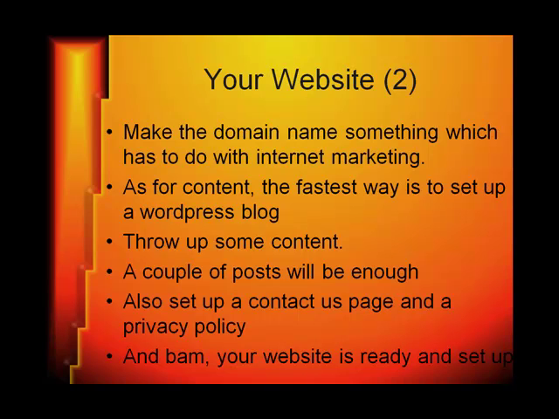When it comes to content, you can do it in two ways. You can either set up a WordPress blog, which is probably the fastest and easiest way, or you can set up a normal site. However, if you are just starting out, you can just set up a WordPress blog. Then what you need to do is throw up some content which relates to the domain name of your website, and just a couple of posts will be enough. Also, to be on the safe side, just set up a privacy policy and a contact us page. And bam, your website is ready and set up.